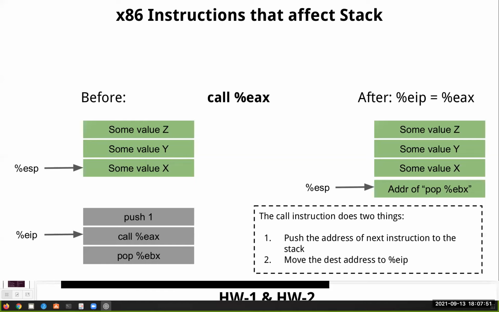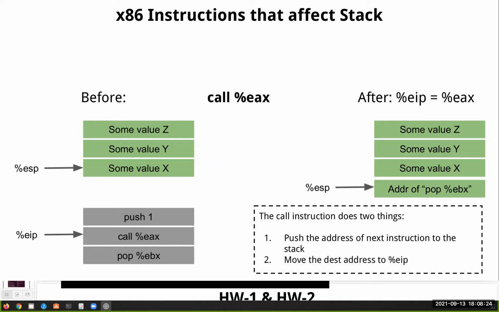Now after this instruction, there is a pop instruction. Okay? And then the ESP right now points to X. So what happens after this is we will call EAX. The call instruction will do two things. The first, it will push the address of the next instruction onto the stack, because this address is a return address after call.